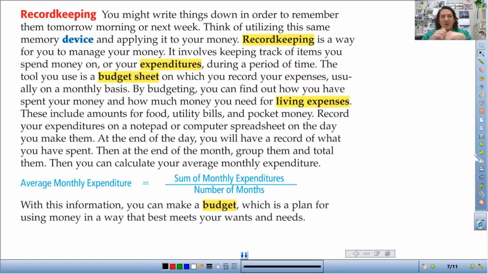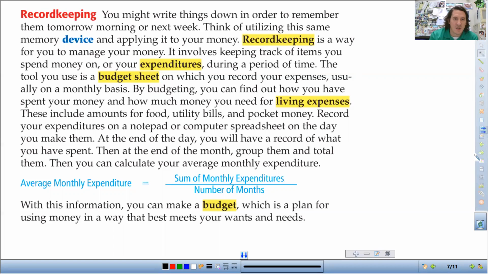So for record keeping, you might write things down in order to remember them tomorrow morning or next week. Think of utilizing this same memory device and applying it to your money. Record keeping is a way for you to manage your money. It involves keeping track of items you spend money on, or your expenditures, during the time period. The tool you use is a budget sheet on which you record your expenses, usually on a monthly basis. By budgeting, you can find out how you have spent your money and how much money you need for living expenses. These include amounts for food, utility bills, and pocket money.